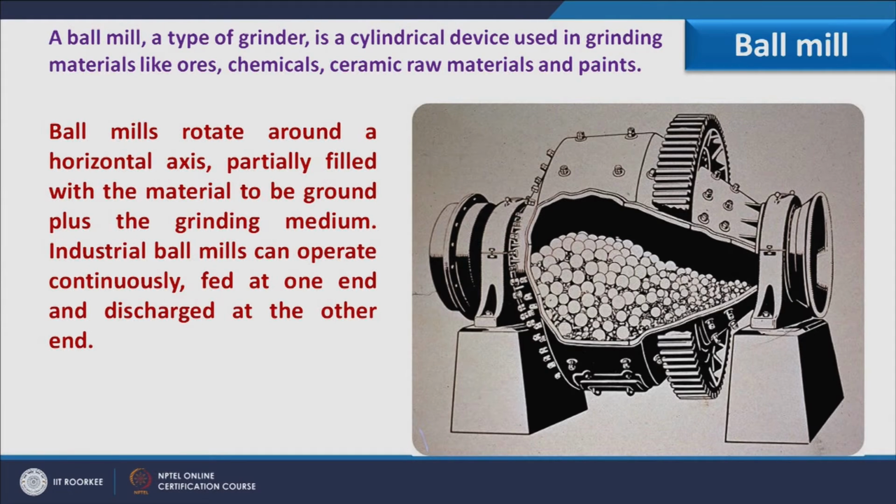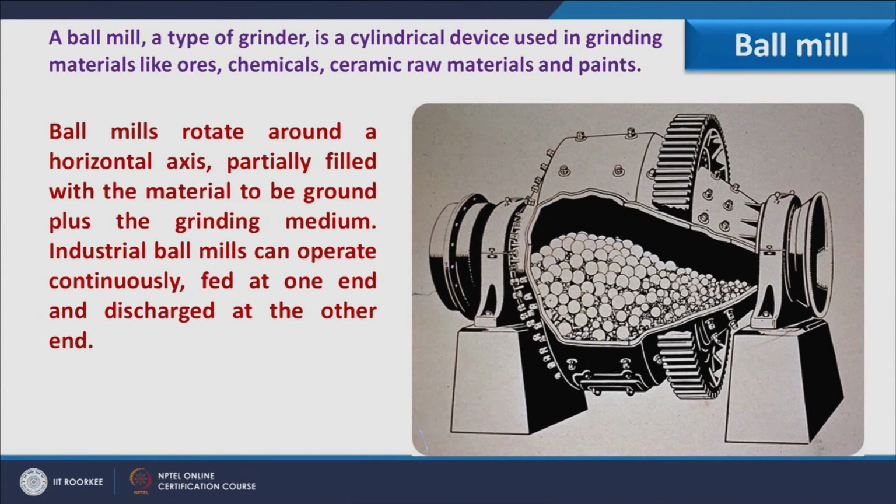Ball mills rotate around a horizontal axis, partially filled with the material to be ground plus the grinding media. So, when we consider the ball mill, the media as well as the feed both rotate simultaneously. What is the meaning of this? That in a ball mill, the material which we have to crush and the media by which we crush it, both rotate and play simultaneously inside the equipment, inside the mill.